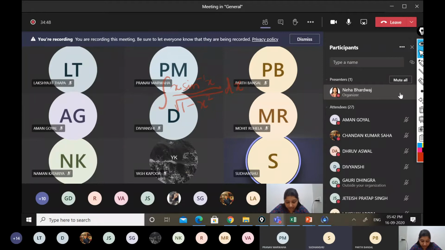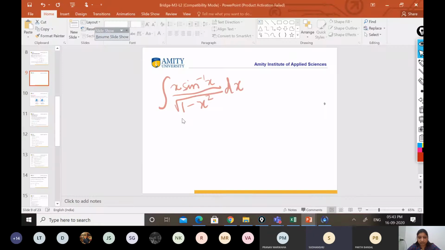Sudhanshu, is it correct? Yes, ma'am. Yes, Sudhanshu, tell me what approach did you follow? Ma'am, I have taken sin inverse x is equal to t. Okay. Then x is equal to sin t. Wait. Yes, this was the question. Yes, ma'am. Okay.